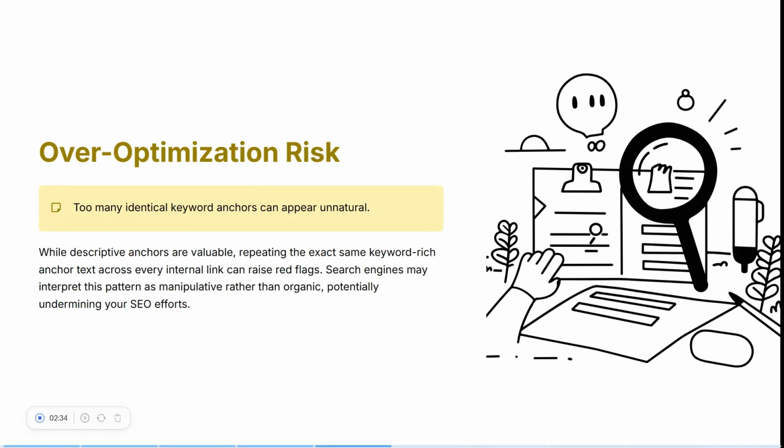While descriptive anchors are helpful, over-optimization can create problems. If every internal link to a page uses the exact same keyword phrase, it can look unnatural. Search engines generally prefer natural variation in anchor texts. Instead of repeating the same exact phrase every time, it's often better to use related wording that still describes the topic clearly. This approach keeps internal linking natural while still reinforcing topical relevance.